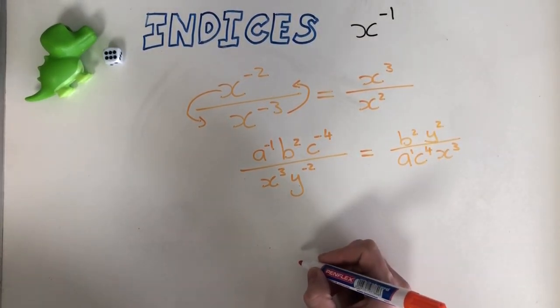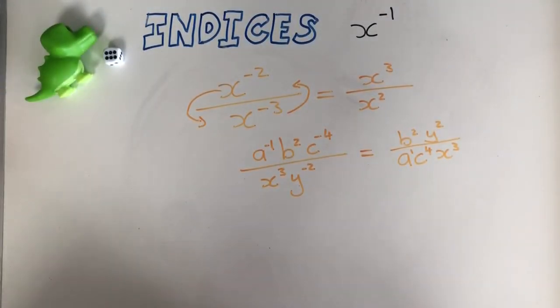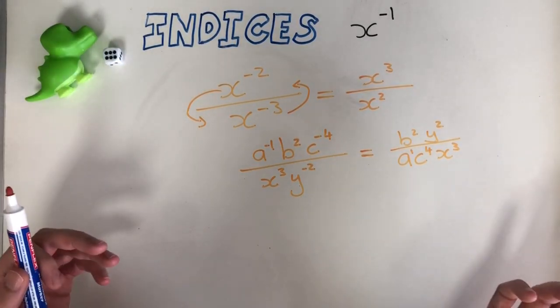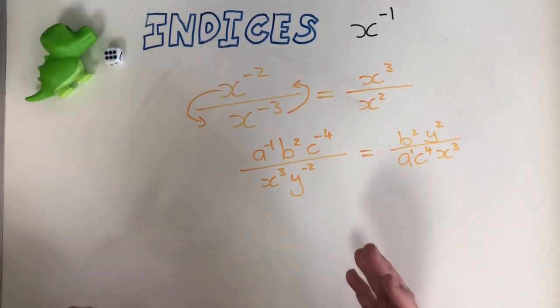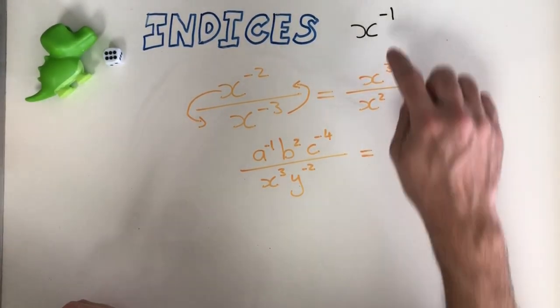Pretty simple. I know it looks very daunting. At the end of the series, we'll do some actual examples of a lot of different problems that you might get in an exam. But this is just trying to get your head around what we're doing with negative indices.